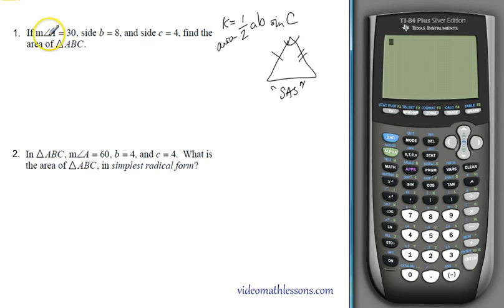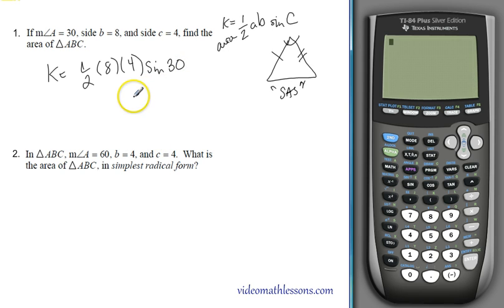So now let's look at this. This has a different angle, but the angle A is in between B and C. So this is a side, angle, side. It says find the area of triangle ABC. Right into the formula. K equals 1/2 times 8 times 4 times sine 30.